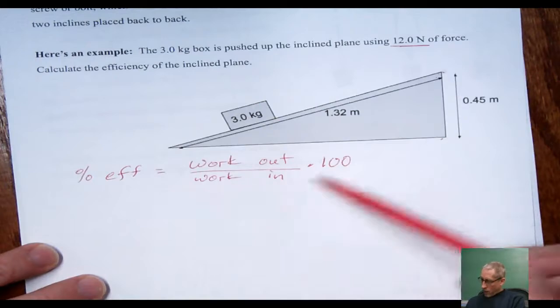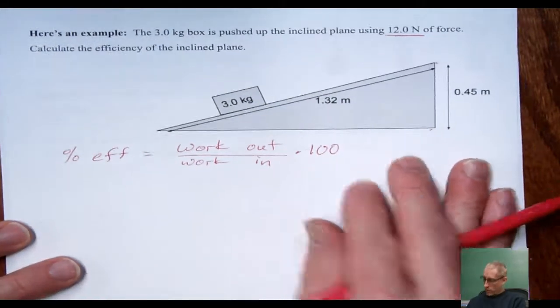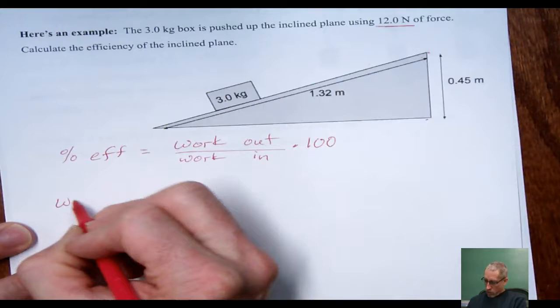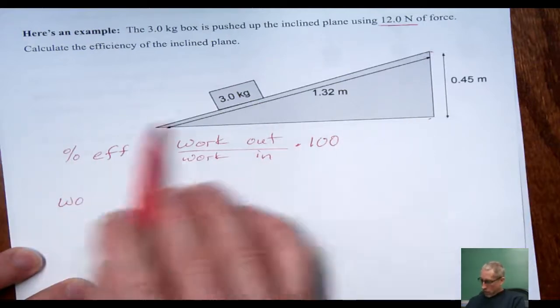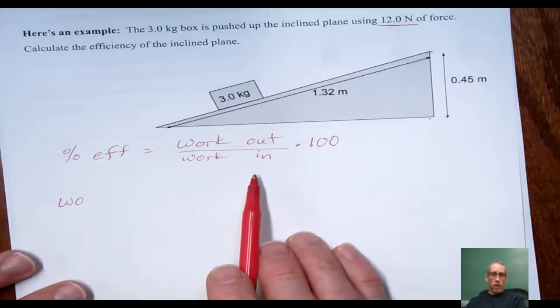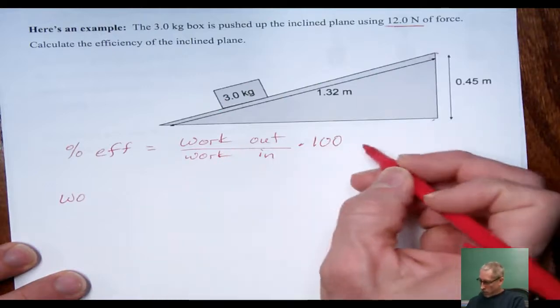So we need to calculate these two numbers here, the work in and the work out, in order to calculate the efficiency. Remember to always show your work, and I mean all of the math that you're doing, show it on paper so I can see clearly the 3 steps. So this is the first step, writing down symbolically what the equation looks like. Now we're going to have to get back to this in a moment. We'll finish up over here.